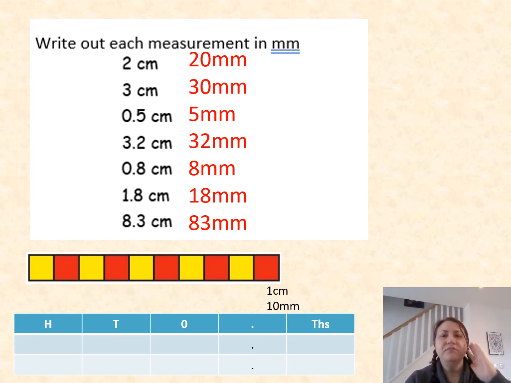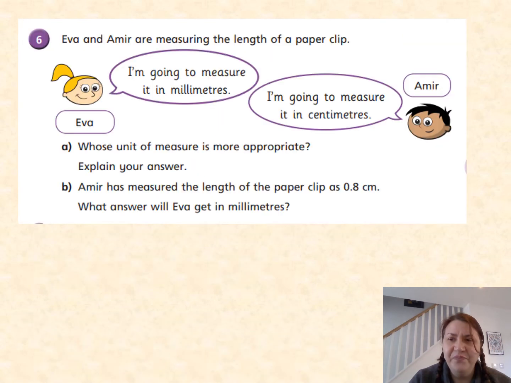Okay, we're going to have a look at one more thing today, which is a problem, and then we're going to leave it there for today. So well done with your work today. Let's have a look at the last problem. Eva and Amir are measuring the length of a paper clip. Eva says, I'm going to measure it in millimetres. Amir says, I'm going to measure it in centimetres. Whose unit of measurement is more appropriate?